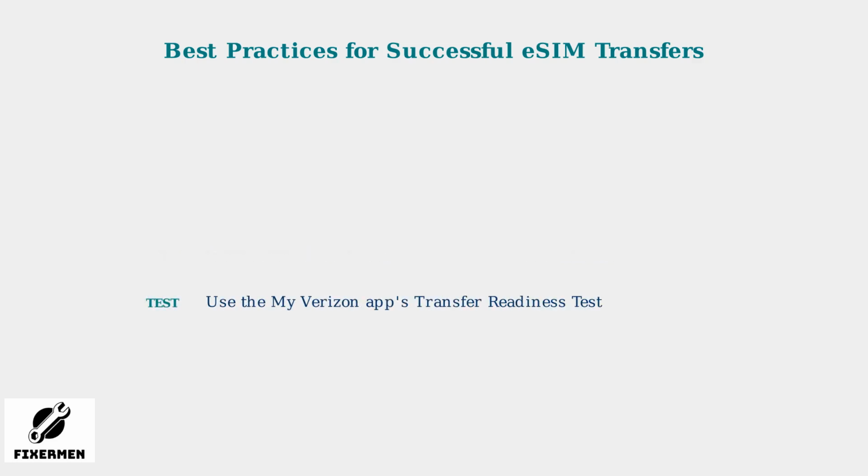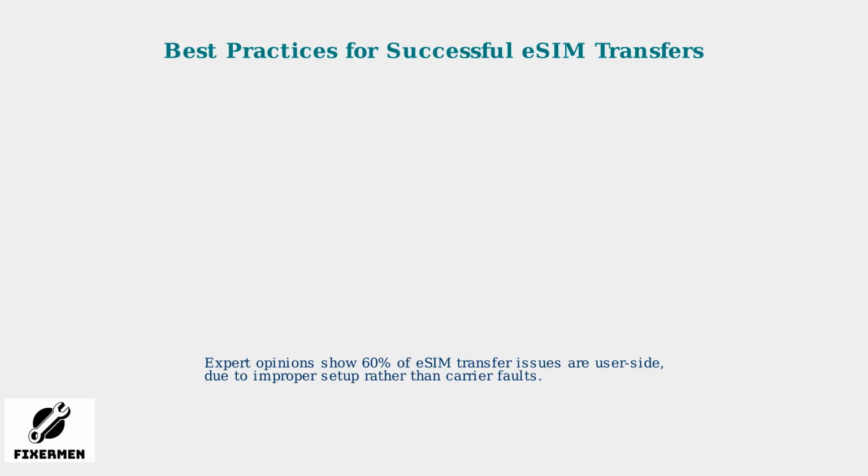Finally, use the My Verizon app's transfer readiness test before starting. This built-in tool checks your device and account for potential issues. Remember, expert opinions and statistics suggest that 60% of eSIM transfer issues are user-side, attributable to improper setup rather than carrier faults. By following these steps, you can ensure a smooth and seamless eSIM transfer experience with Verizon.